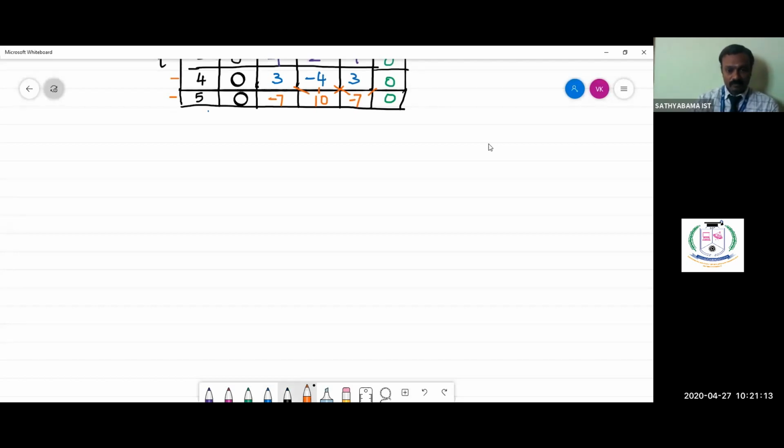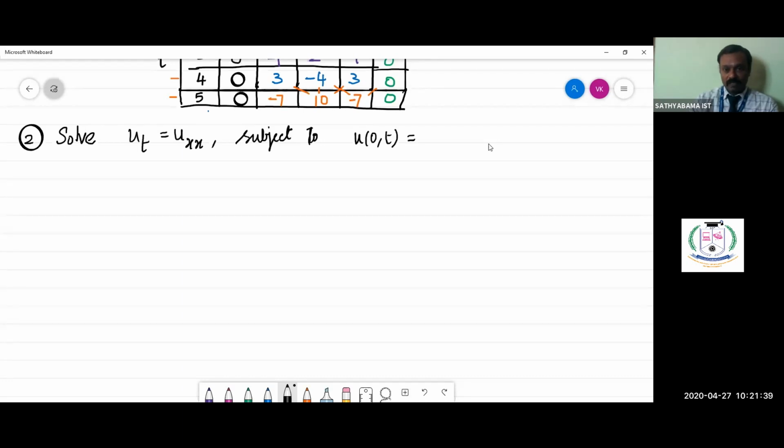The question is, solve ut is equal to uxx. So from this we can say a is equal to 3, subject to the boundary conditions u of 0 comma t equal to 0, u of 1 comma t is also 0, u of x comma 0 equal to sin pi x for 0 less than x less than 1. So we have not been given the incremental values for x and t, so they are of our choice.